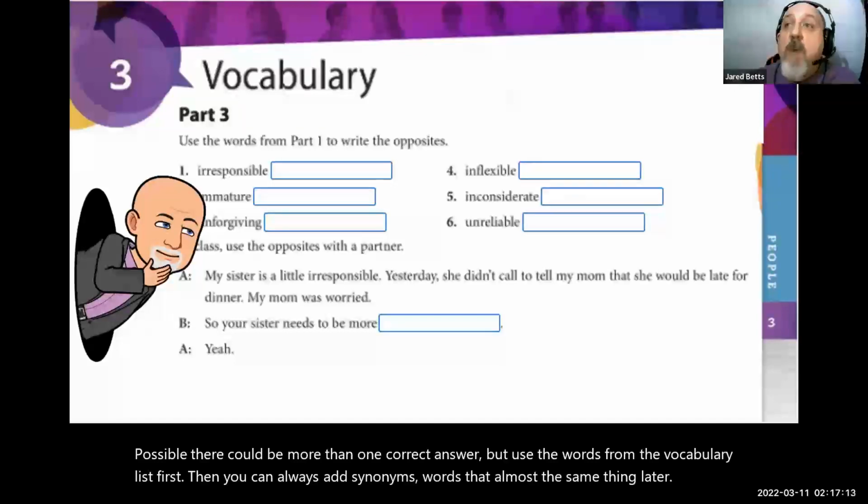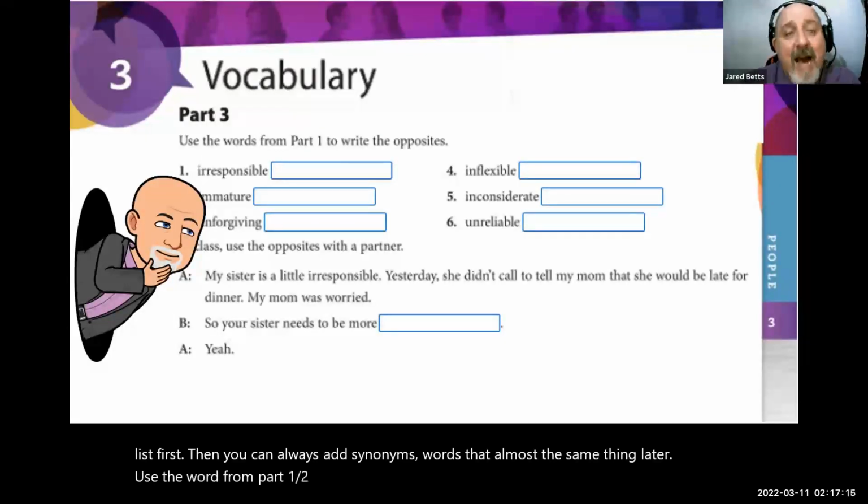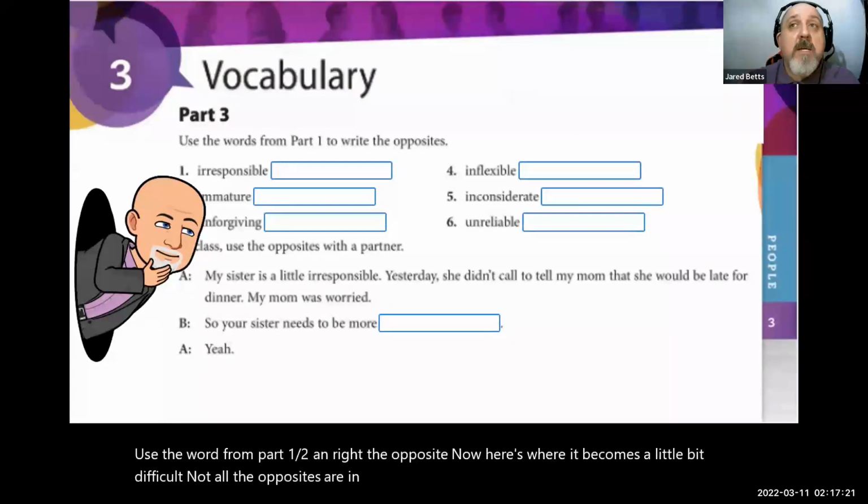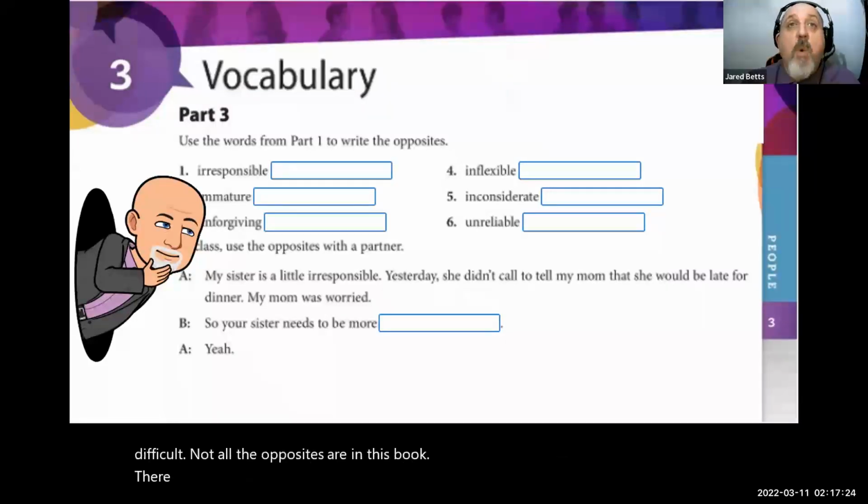Now, use the words from part 1 and 2 and write the opposite. Now, here's where it becomes a little bit difficult. Not all the opposites are in this book. There are many opposites or antonyms, the words that mean the opposite.